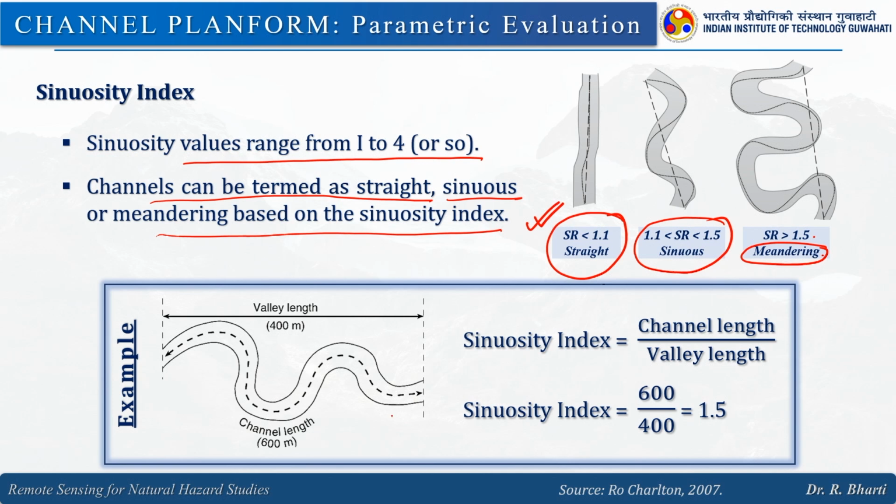So, this is the same example I am using here to calculate the sinuosity index. Earlier, if you remember, we had the valley length and the channel length. So, the main channel length and then we had the valley length of 400. So, this is coming 1.5 which is here. So, this is sinuous. This is a sinuous river, right.